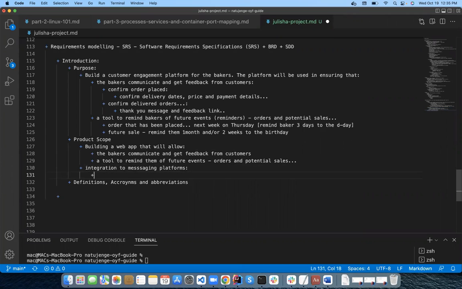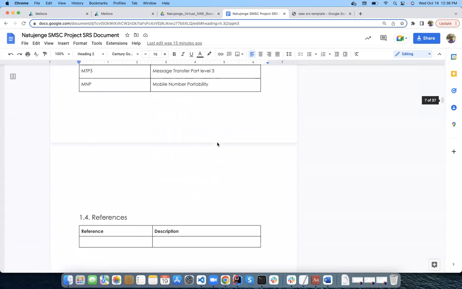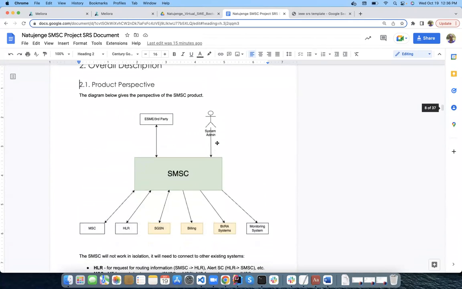So that we will be sending notifications via SMS and email. So that's it. So I hope you are walking the journey together. And before we go for lunch, we need to have figured out that.